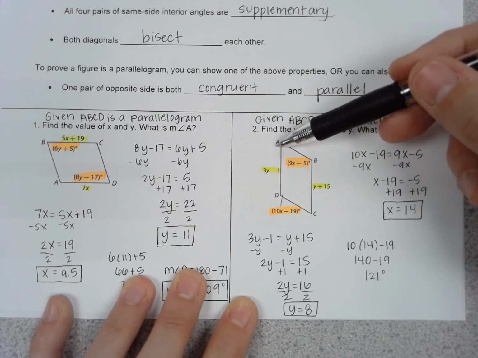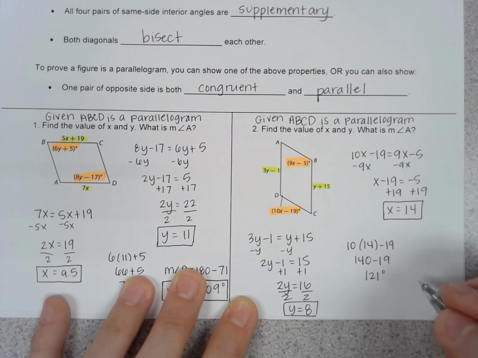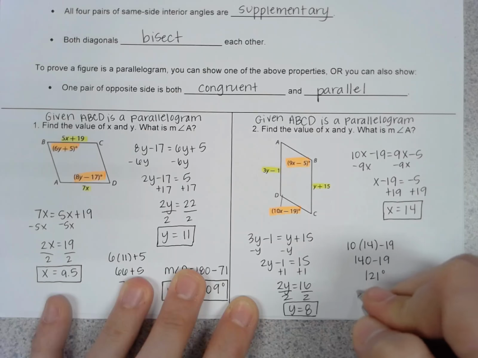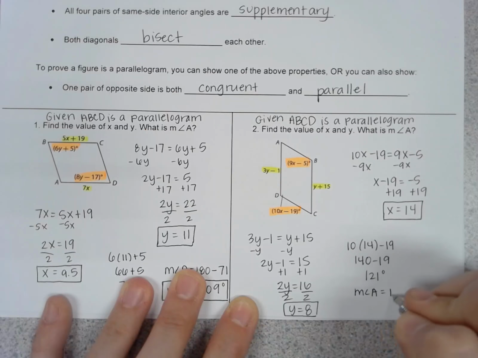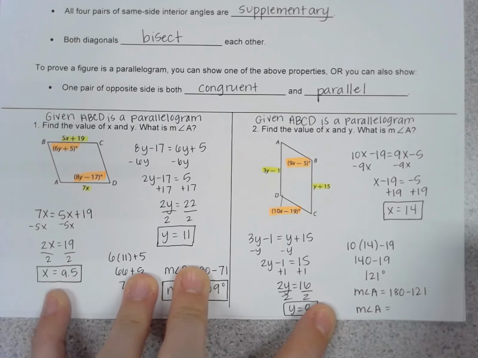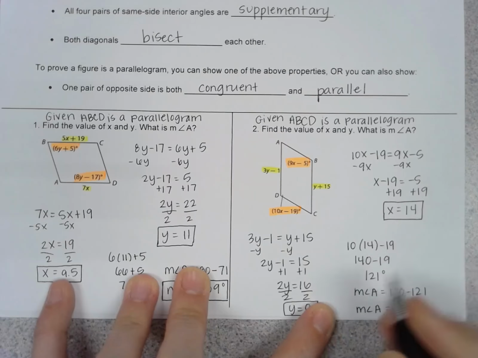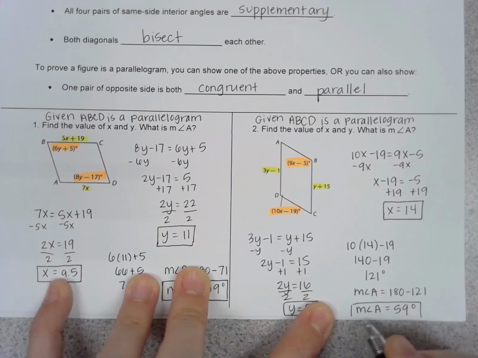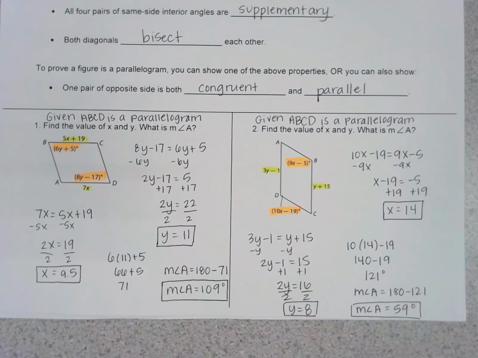But they want me to figure out how big angle A is. And so to figure out the measure of angle A, I'm going to do 180 take away 121. And so for this one, I'm going to get that the answer to the question is 59 degrees. So that's how big the measure of angle A is.